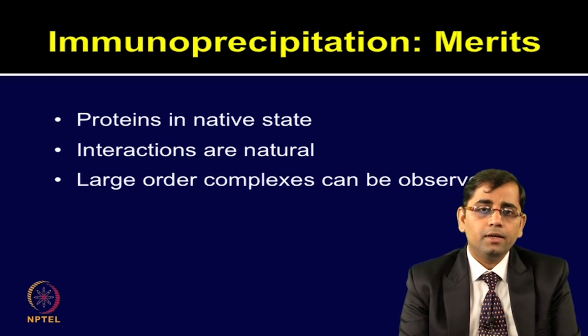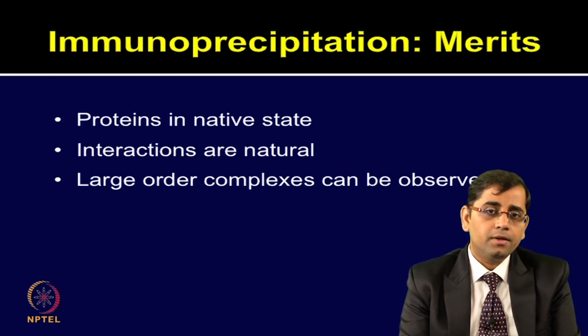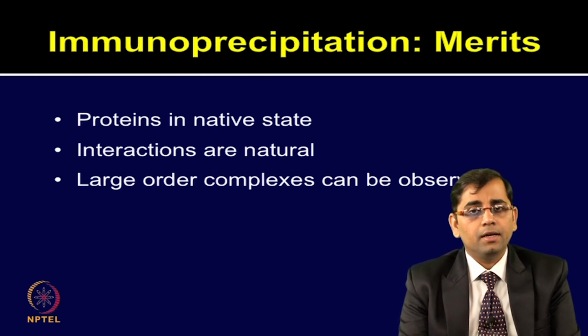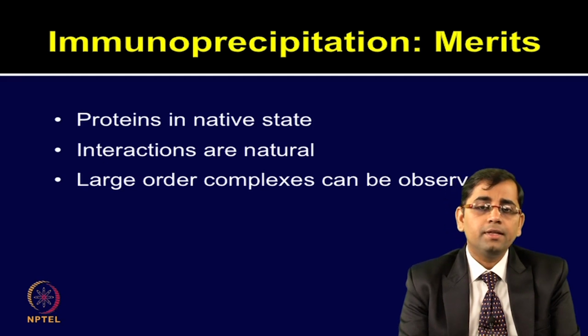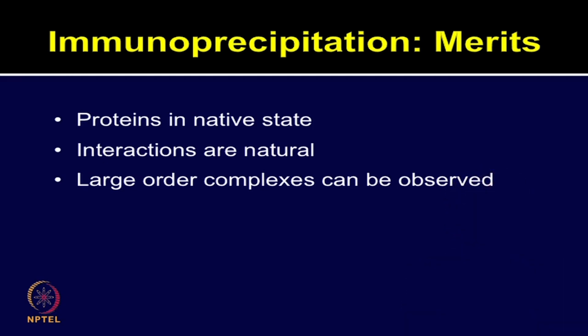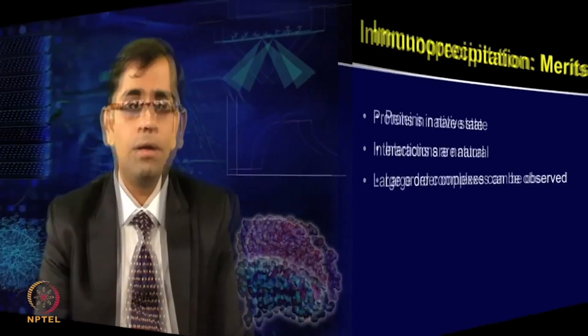Interactions by using the IP method are natural, and by using this method large complexes can be formed because the native state will promote the native complex formation. What are the demerits of immunoprecipitation?